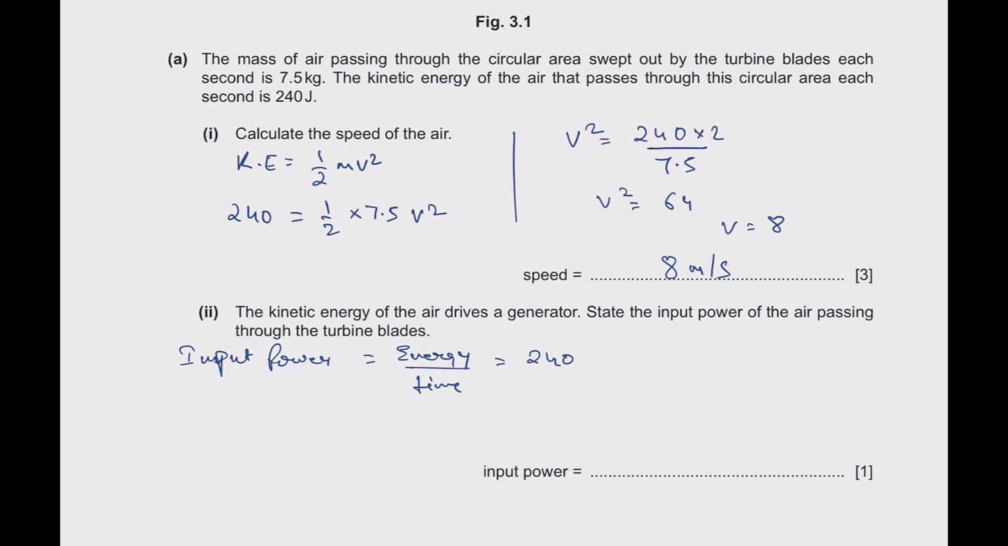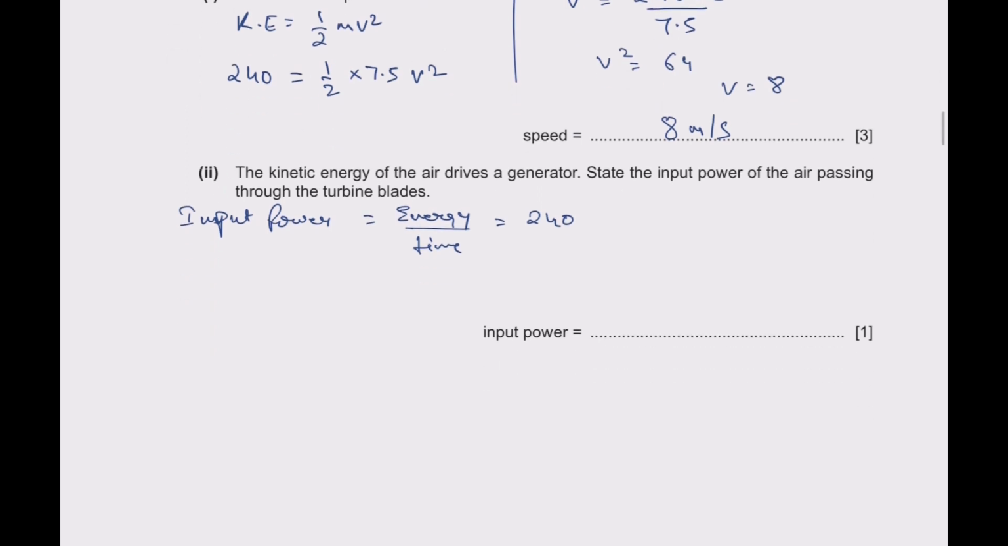Look at the last part. The kinetic energy that passes the area each second is 240 joules. So the time is 1. So I will get 240 watt, that is joule per second, which is the unit for power.